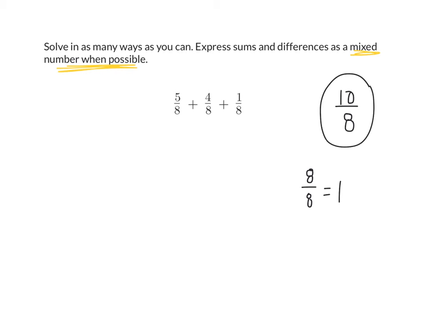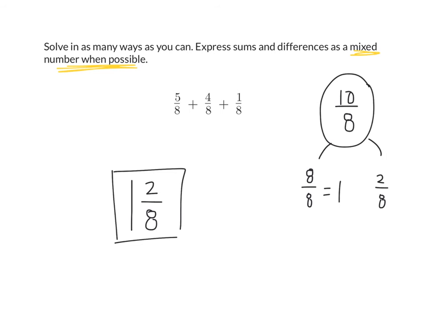So I can use a number bond to help me. I can say that there's going to be 8/8, but there's also going to be how many eighths left over? Everyone? 2. So how do I write this as a mixed number? What's the whole number part? 1. What's the fraction part? 2. And that's why it's called a mixed number, because it has a whole number part and it has a fraction part. Okay, very good.